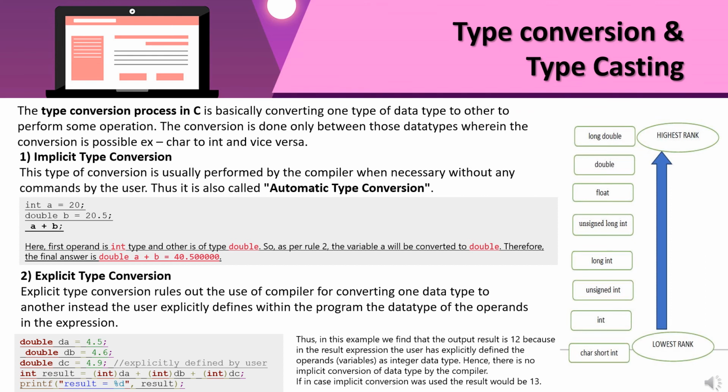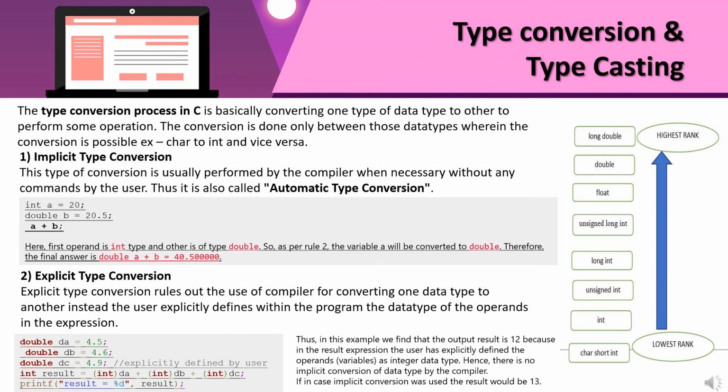Now in this example of explicit type conversion, double dA equal to 4.5, double dB equal to 4.6 and double dC equal to 4.9, which are explicitly defined by the user. Now int result equal to (int)dA plus (int)dB plus (int)dC. And here comes the printf: result equal to %d of result.